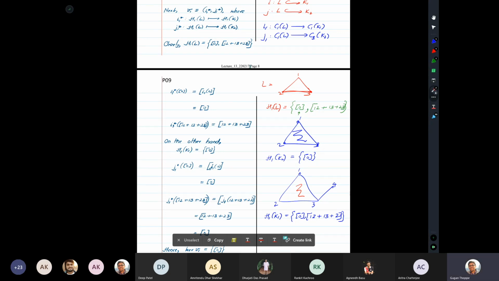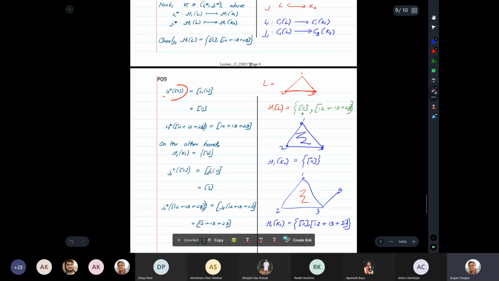Yeah, so let's try to apply this I1 star on each of these elements that we have. So how is the I1 star defined? I1 star on this equivalence class of 0 is you first apply I1 on 0 and look at the equivalence class. Let me emphasize that this equivalence class is in H1 of L, whereas this equivalence class is in H1 of K1. Okay, so this is the definition.